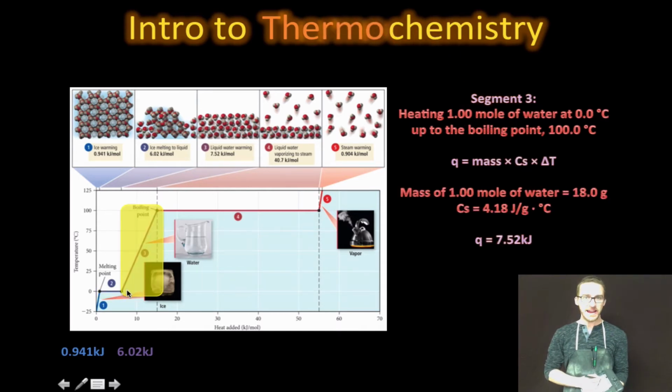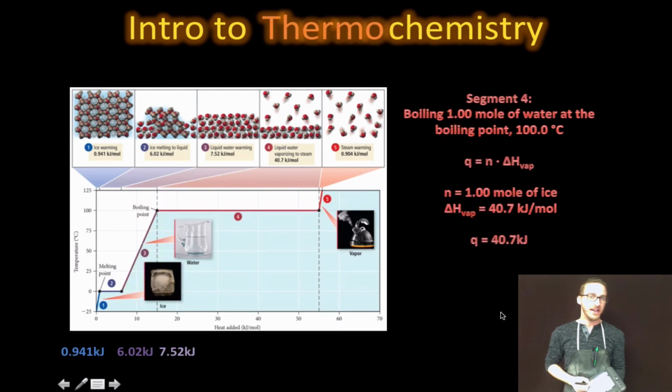Next, we need to heat up that liquid from 0 to 100 degrees Celsius. Sloping segment, MC delta T. Simply plug in the mass, specific heat, and temperature change for that segment of our curve, and we calculate 7.52 kilojoules to completely heat up our liquid water from 0 Celsius to 100 Celsius. Total amount of heat energy required for this segment of our curve, 7.52 kilojoules.